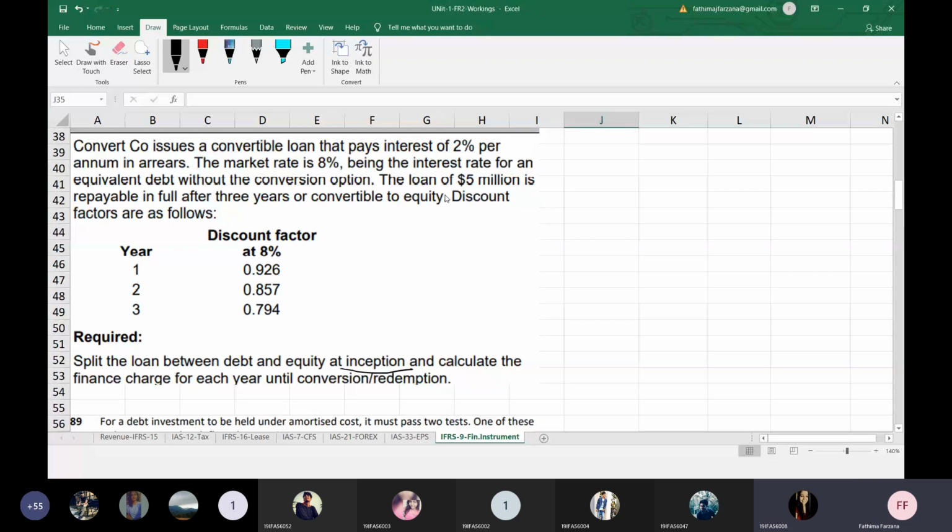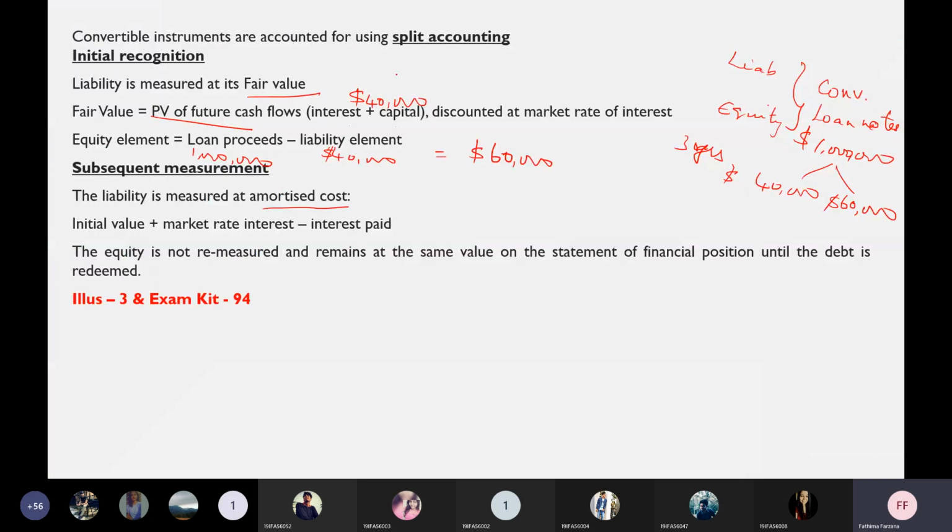Is it given anywhere? Capital is 5 million. Interest on the loan is 2%, 2% of what? 5 million. Okay, that is 100,000. First year only 100,000. Second year again only 100,000. Third year, what you have to do? You have to pay 5 million with that 100,000. Am I right? Every year you will pay interest. At the end, when you're converting, you have to take the entire 5 million. That's what is mentioned here, no? Interest plus capital.